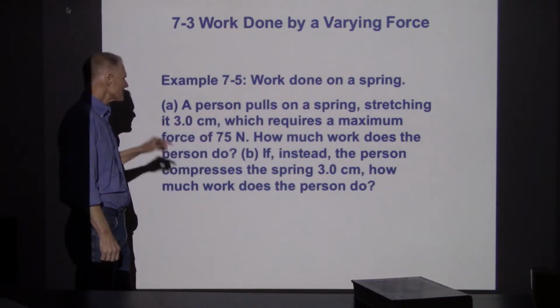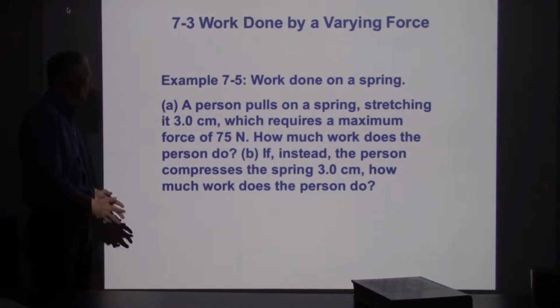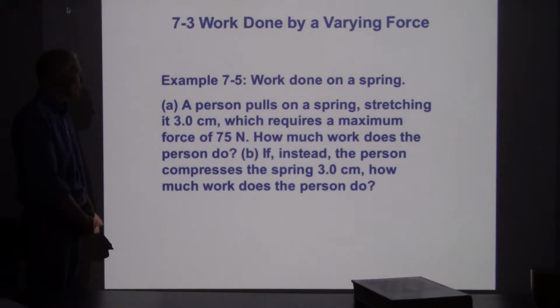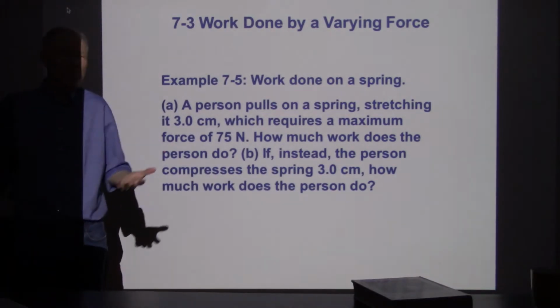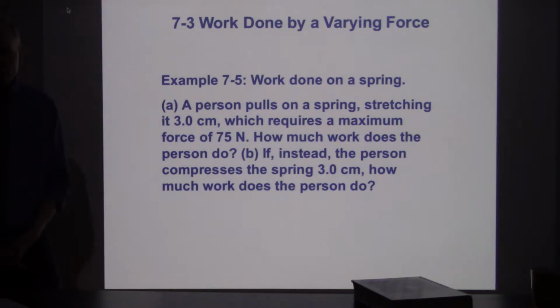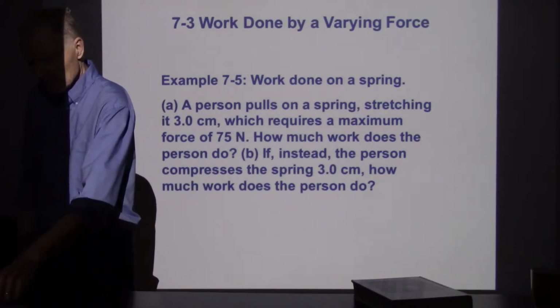Now in part B it says, if instead the person compresses the spring 3 centimeters, how much work does the person do? I think it's the same if it's an ideal spring, right? And we can easily imagine springs that are non-ideal. Did they say it's ideal? No, they should really say that.